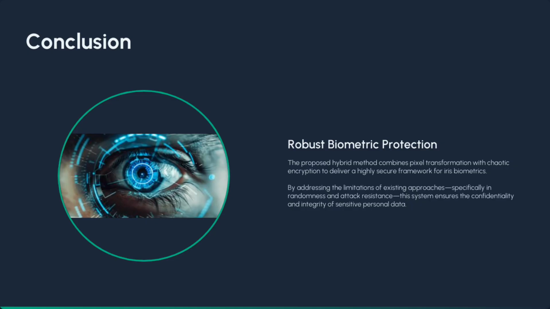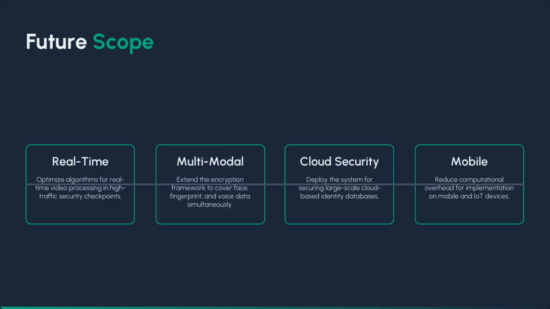Looking ahead, there are several exciting directions for this work. Real-time processing. We want to optimize the code to run instantly on security cameras. Multimodal systems, applying the same encryption to fingerprints and face scans simultaneously. Cloud deployment, securing massive national ID databases stored in the cloud. Mobile integration, adapting the algorithm to run efficiently on smartphones.